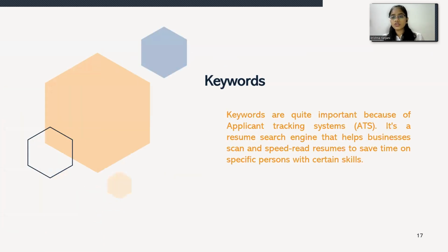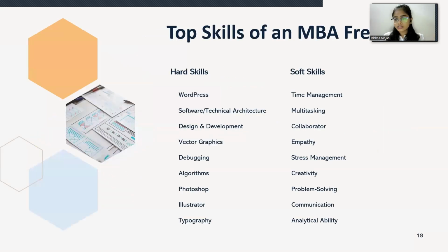As MBA students, your keywords or skills can be classified into two kinds, right? One is hard skills, the other is soft skills. Hard skills are the technical skills that you possess. Soft skills are the abilities that you possess, for example, time management, multitasking, or stress management. These are the keywords that come under soft skills. And in the case of hard skills, you can mention WordPress, designing, an algorithm, or Photoshop. These kinds of things can be mentioned as hard skills, right? So make sure that according to your job description, you mention your particular job role.